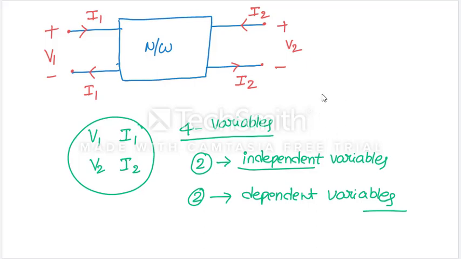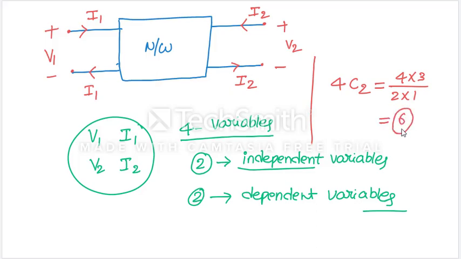How many ways can we select here? I can say 4C2 selections I can do. I have 4 in total. Among these 4 I need to select 2 simultaneously. 4C2, how much is 4C2 here? 4 into 3 by 2 into 1. So how much is the value? 6. That means there are 6 different combinations possible.